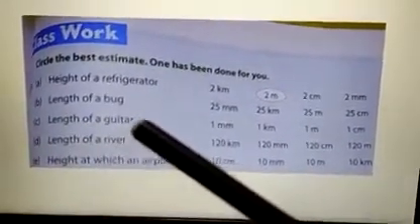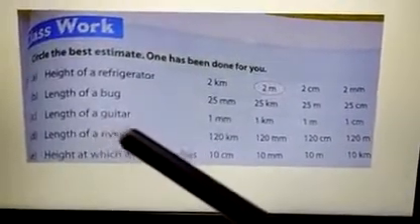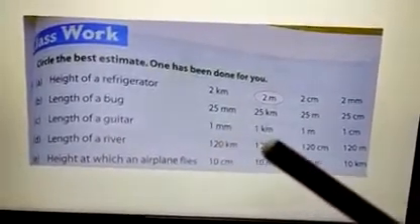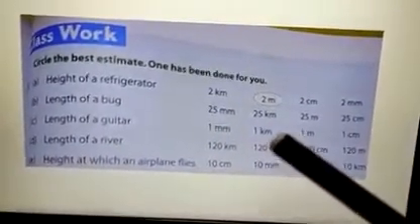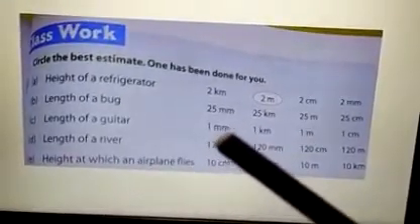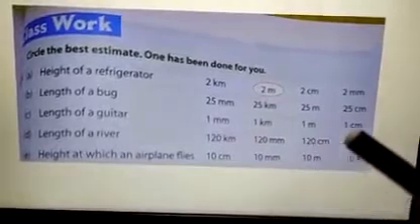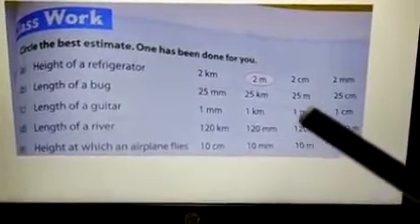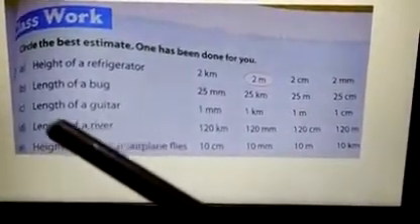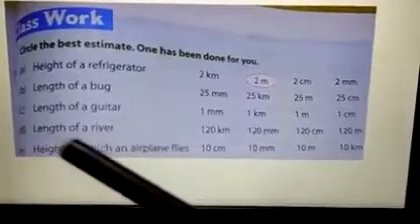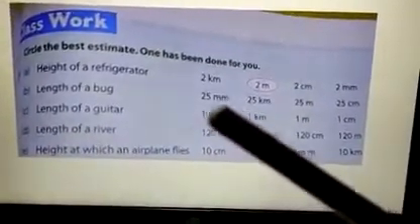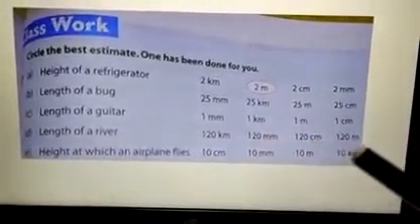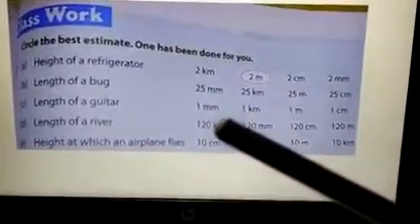Next, length of a guitar. You know the guitar. You must have seen a guitar on the television or at your home. So, which is the correct unit? 1 millimeter, 1 kilometer, 1 meter, 1 centimeter. Correct unit is 1 meter. Circle 1 meter. Just like this, length of a river. River is very big. So always we will choose the biggest unit. So 120 kilometer. Not millimeter, not centimeter, not meter. 120 kilometer is the correct unit.